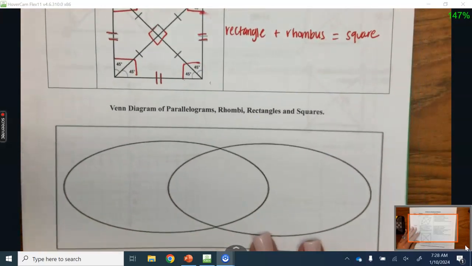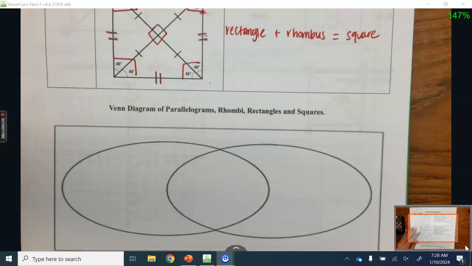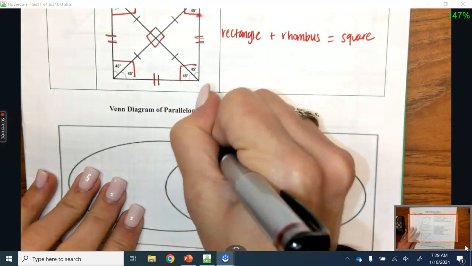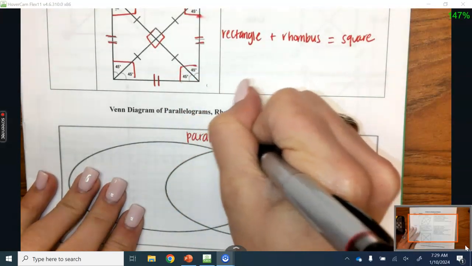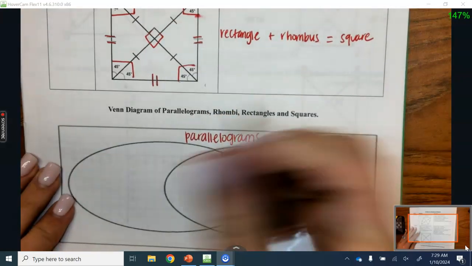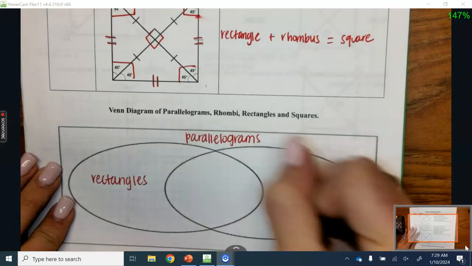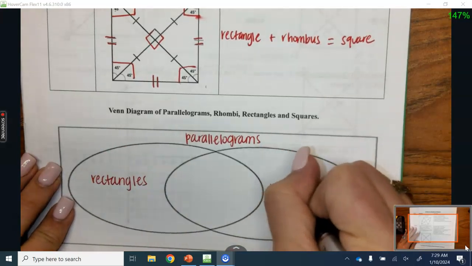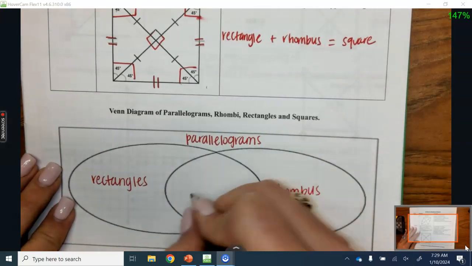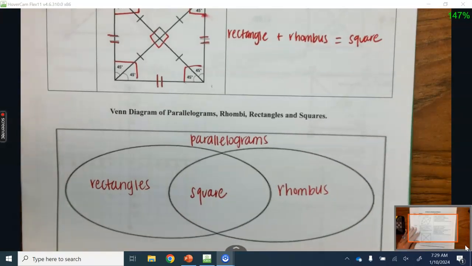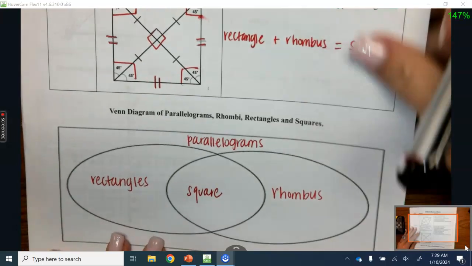So here is a Venn diagram of parallelograms, rhombi, rectangles, and squares. If we're looking at parallelograms as a whole, right? This is kind of my Venn diagram of parallelograms. We had rectangles after parallelograms. We talked about the rhombus, and then when those two combine, we get a square. Okay? So, on the next page, we'll solve some problems.